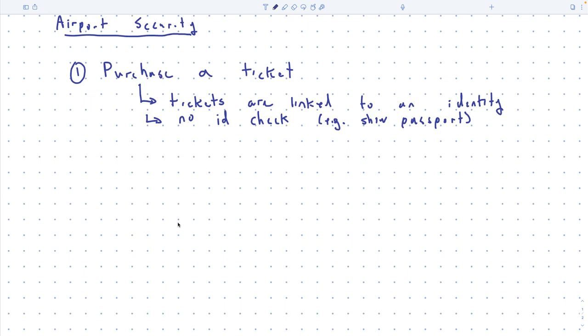But you're not showing your identity, so you could impersonate. Like, I could book a ticket under your name. I'll have trouble flying eventually down the line. But so it's not impersonation yet. We'll try and catch that later.